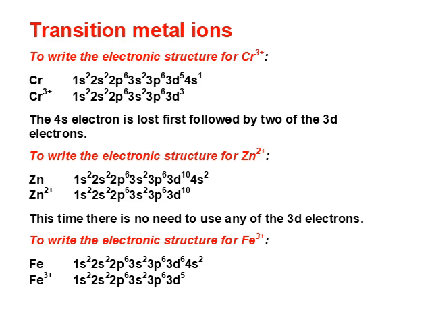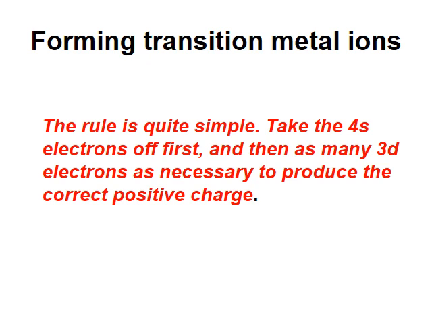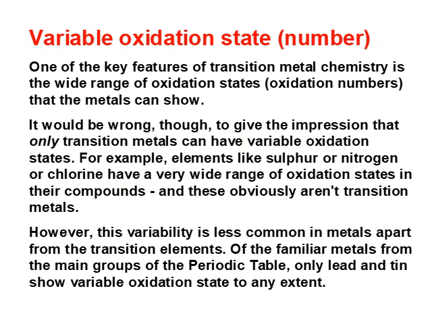In the same way, if we write the electronic structure of Zn2+, the last electrons are 3d10, with two electrons lost from 4s. Similarly, for Fe3+, the ground state has configuration 1s2 2s2 2p6 3s2 3p6 3d6 4s2. But when you write Fe3+, two electrons are first lost from 4s, after that from 3d. The rule is quite simple: take the 4s electrons off first and then as many 3d electrons as necessary to produce the correct positive charge.